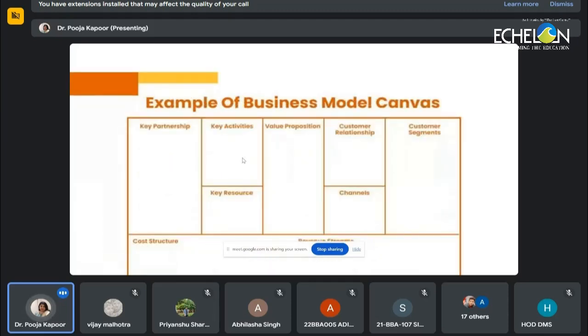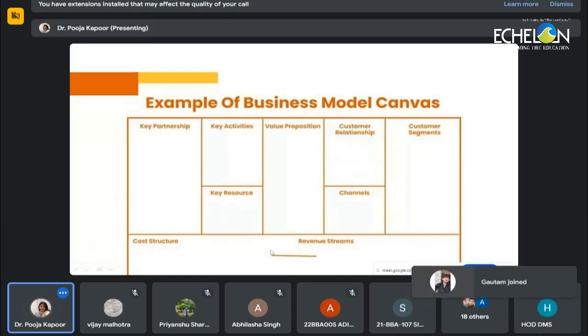It looks like this. If there are a few students available in this session, I would like all of you to create one on a single page, like the example of business model canvas which we have shown. It starts from the value proposition in the middle, you can see. Then it's all about customer relationship, the channels which we follow, customer segments, key activities, key resources, key partnerships, and two things which are very very important, the cost and the revenue streams.